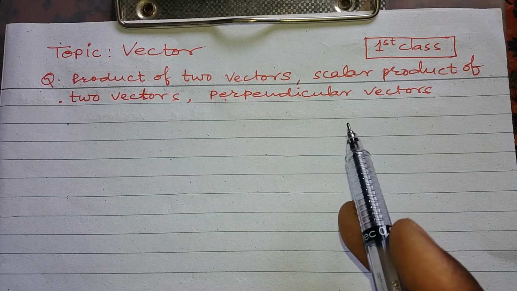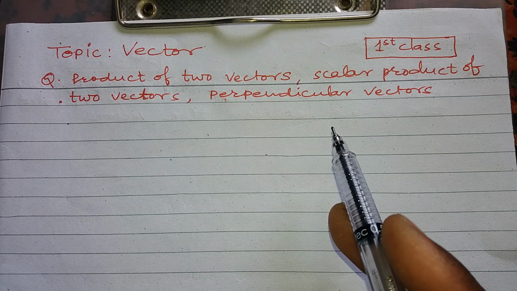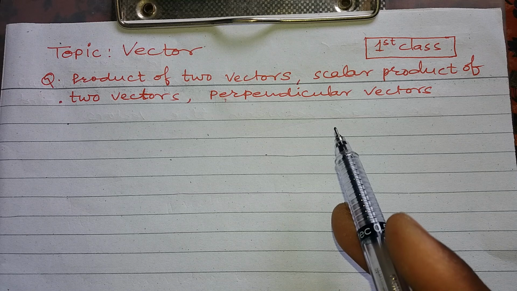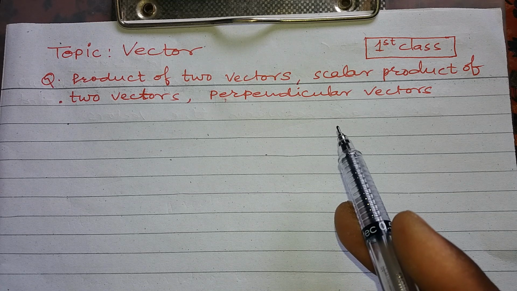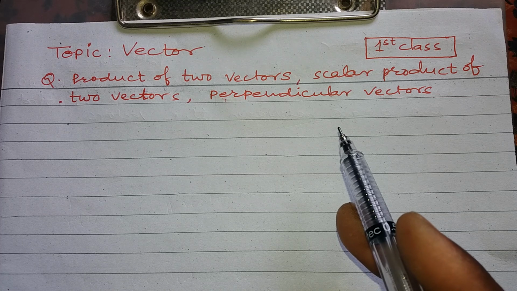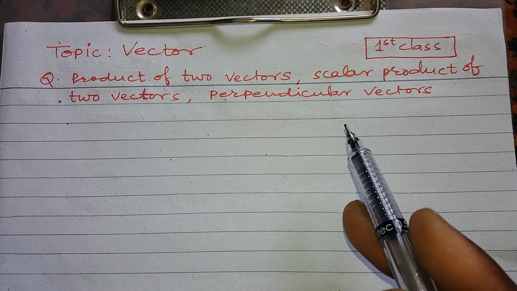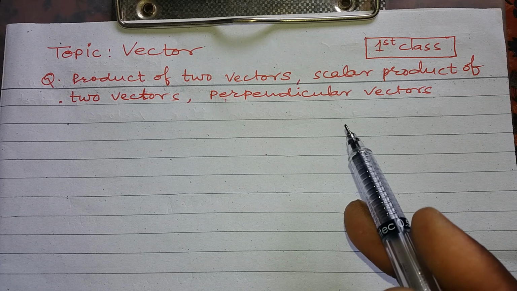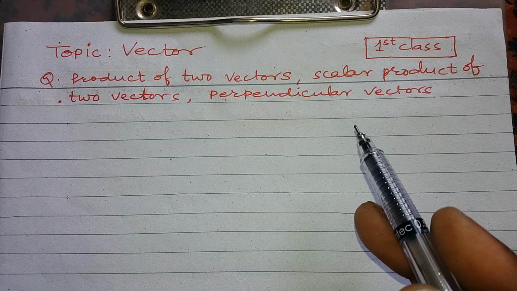Student, today in this class I am going to teach you how to find the product of two vectors and how we'll find out scalar product, or what is meant by scalar product, and also I will define perpendicular vectors. What happens when two vectors are perpendicular? Let's see the video. Watch the video sincerely.